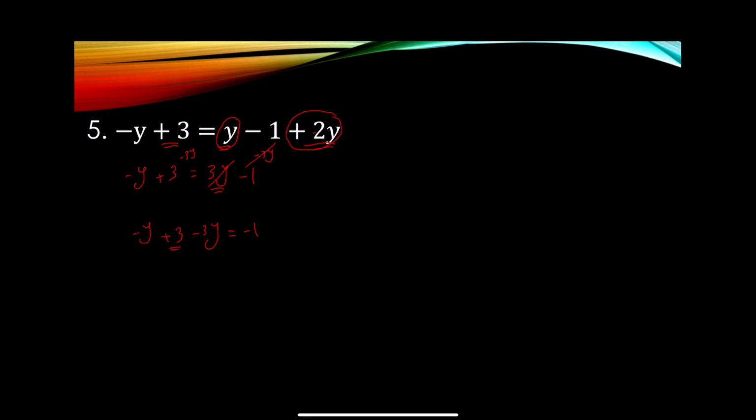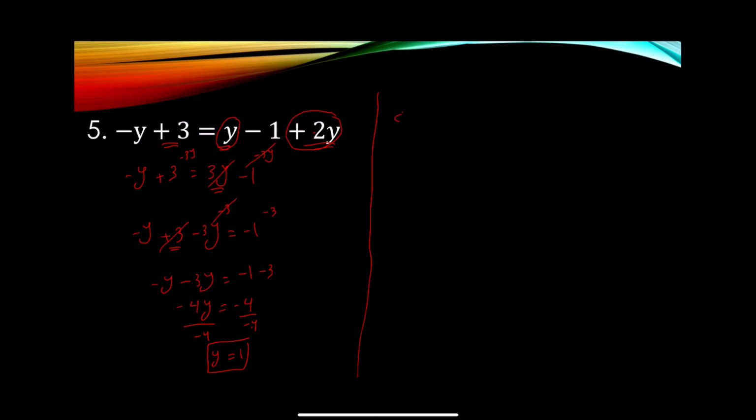Again, we need to get rid of plus 3 by adding negative 3 to both sides. Negative 3 and plus 3 will be cancelled, so it's negative y, negative 3y equal negative 1, negative 3. Negative y and negative 3y is negative 4y. Negative 1 and negative 3 is known to be negative 4. We need to divide both sides by negative 4 and negative 4. So y is equal negative 4 over negative 4 is equal 1.